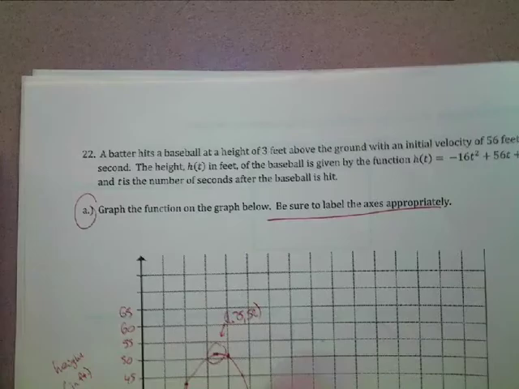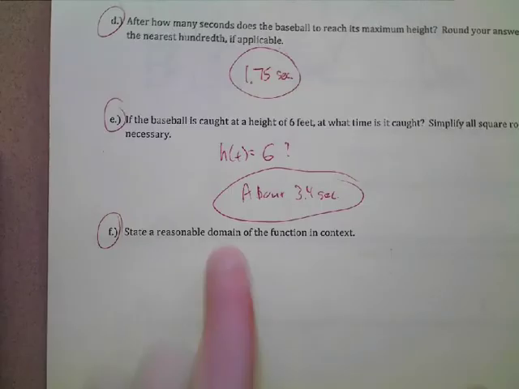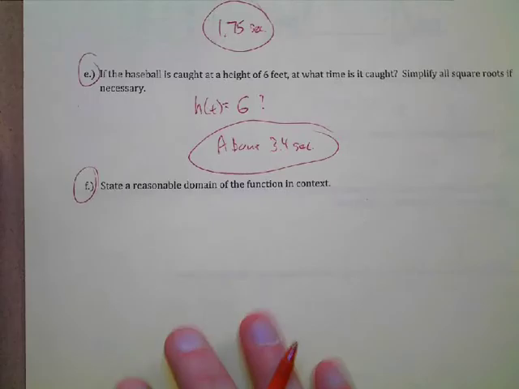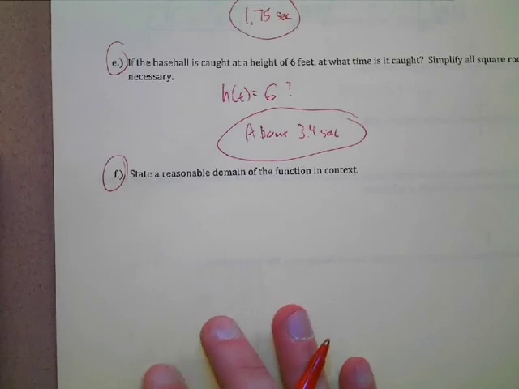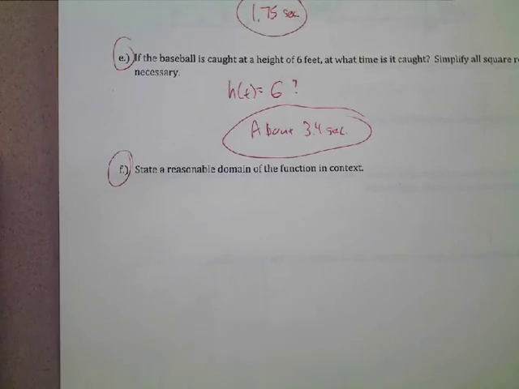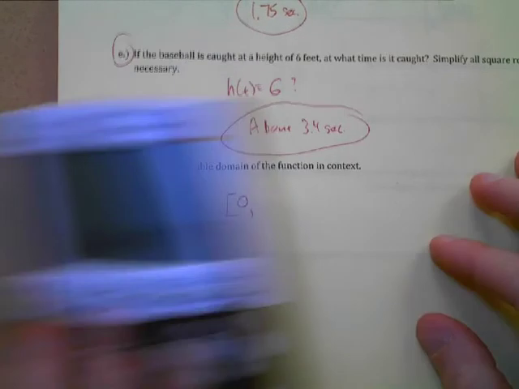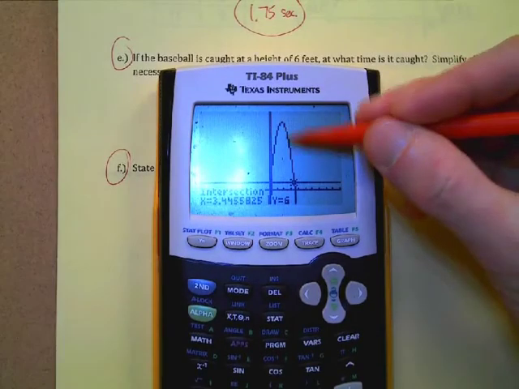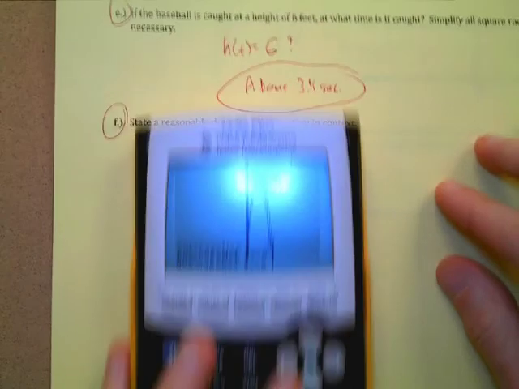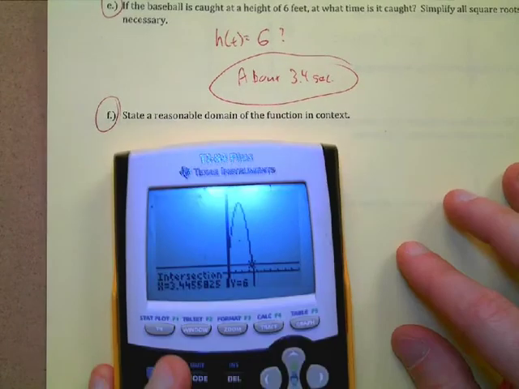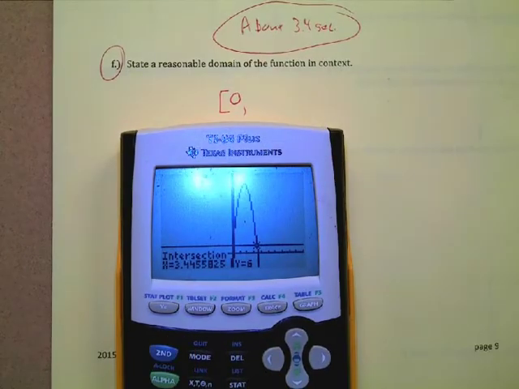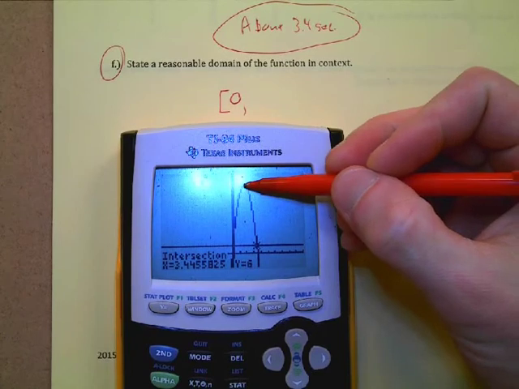State a reasonable domain of the function in context. So domain describes the what coordinates? X coordinate. Or in this case, our domain, our x values are really what variable? In this problem, we don't have x's. What do we have? T's. So we want to talk about time. What is a reasonable amount of time? What is the smallest amount of time we should probably start talking about this problem? 0, right. So we're going to start at 0.